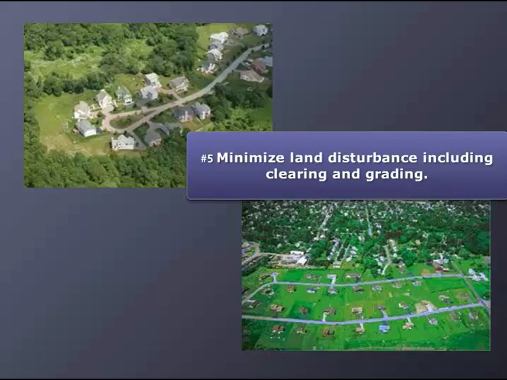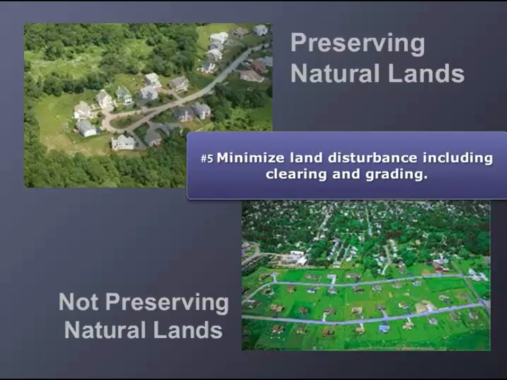Number 5 of the 7 non-structural strategies is to minimize land disturbance, including clearing and grading. Here we see examples of preserving and not preserving natural lands.